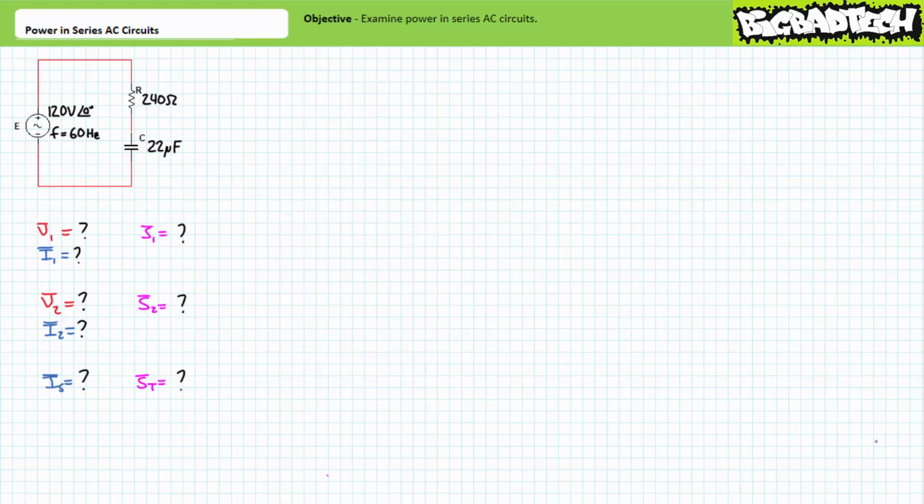Our first example problem features a series connection of two elements. The first element is a 240 ohm resistor, and the second element is a 22 microfarad capacitor. The source has an effective value of 120 volts and an excitation frequency of 60 Hz. Stage 1 of the example problem necessitates we solve for the voltage drop across each element, the current through each element, and the source current. Once we've got these values, we'll move on to stage 2 and examine power distribution within this series AC circuit.